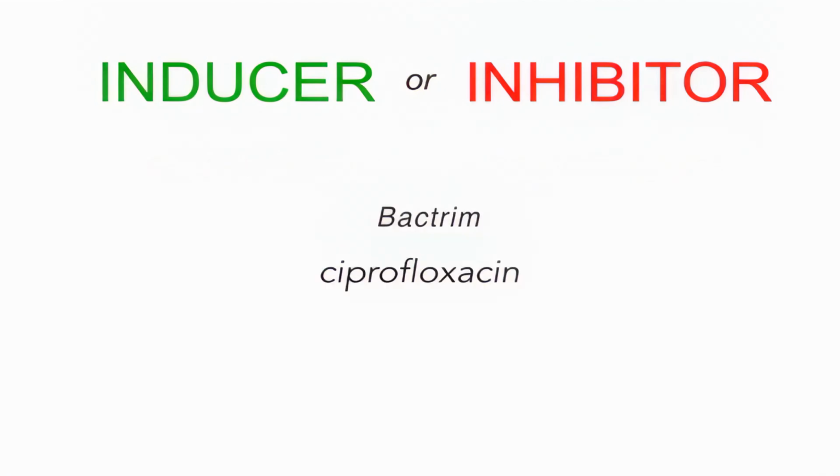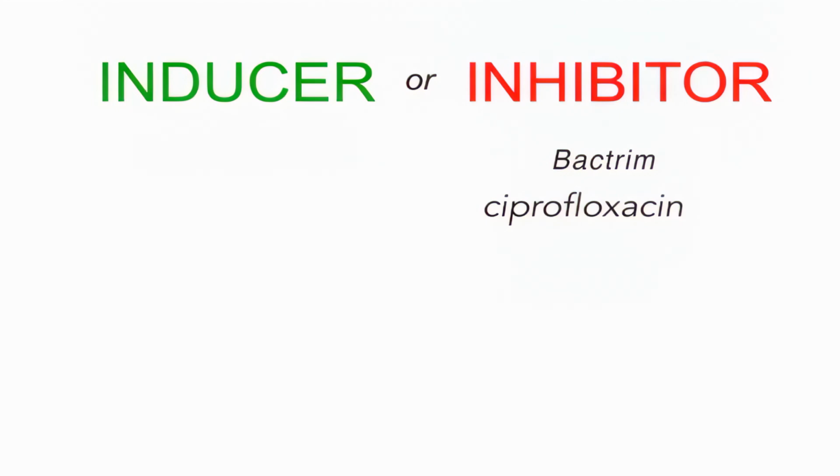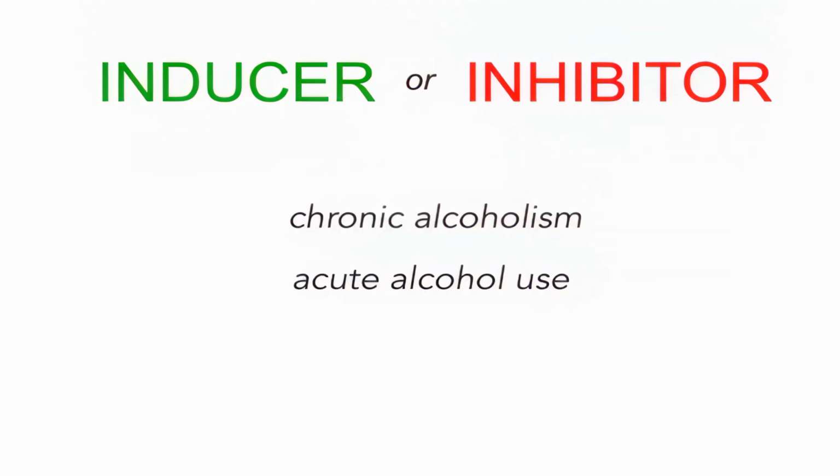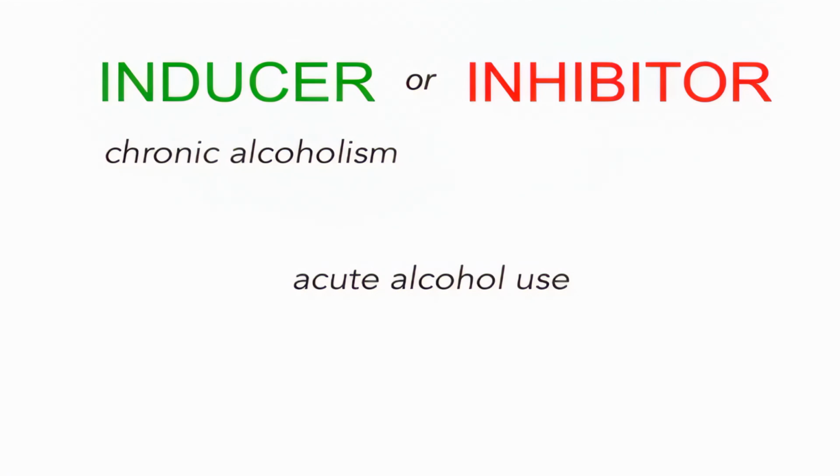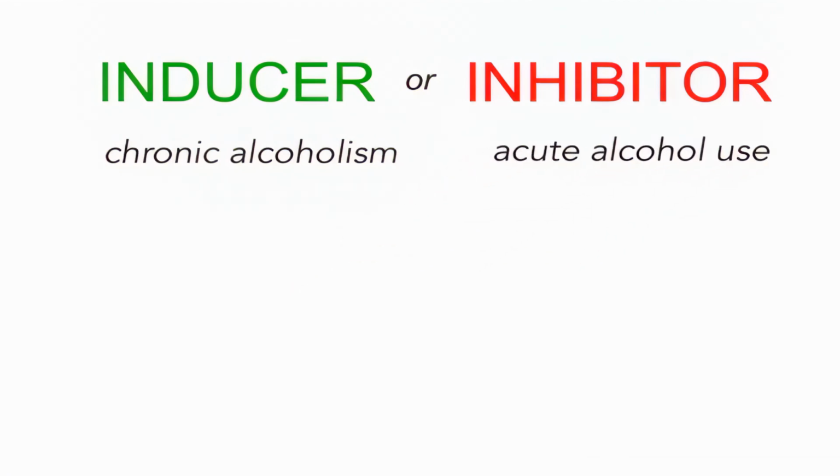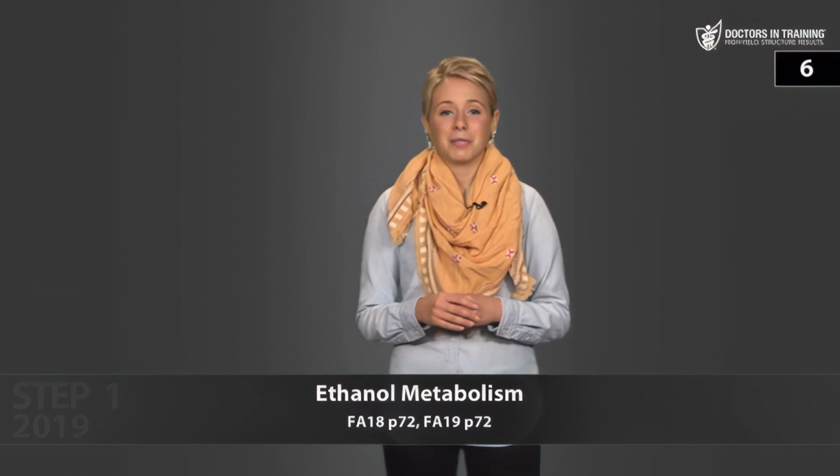And some drugs commonly used for UTIs. You've got Bactrim, inhibitor because it's a sulfonamide. Ciprofloxacin, inhibitor. Chronic alcohol use, inducer. And acute alcohol use, inhibitor. What kind of metabolism reactions do we say P450 enzymes catalyze? Phase 1 or phase 2? It's phase 1. And finally, list 3 types of phase 1 reactions: hydrolysis, oxidation, and reduction.